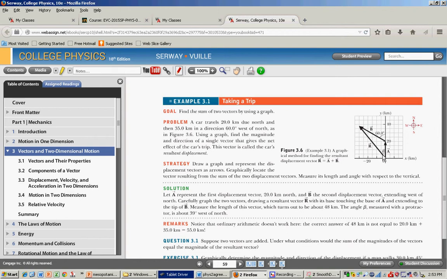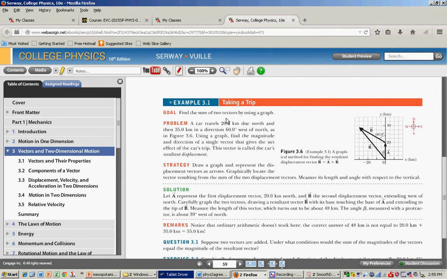For instance, in this example right here, we have an object that leaves the origin and goes northward 20 kilometers due north, and then it turns around in the direction 60 degrees west of north, and then moves a displacement B, which is 35 kilometers. And then we want to find the total displacement of this body. So we have this much by this much, and using the geometric rule, remember, we connect the tail of the first vector to the head of the last vector to find our resultant vector right here. So in this exercise, that's how we solve using geometry.